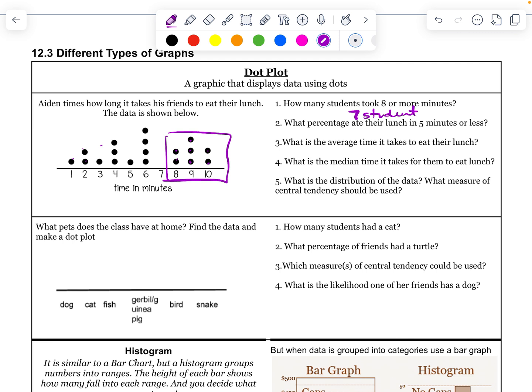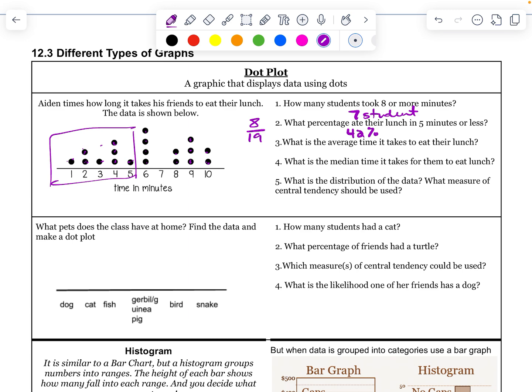What percentage ate their lunch in 5 minutes or less? All right, so my 5 minutes or less is going to be all these people. But to get a percentage, I need to know my total. 1, 2, 3, 4, 5, 6, 7, 8, 9, 10, 11, 12, 13, 14, 15, 16, 17, 18, 19. All right, so he interviewed 19 people. And let's see, 1, 2, 3, 4, 5, 6, 7, 8 ate their lunch in 5 minutes or less. So isn't that half? Not 50%? Oh, 8 over 19 is 42%. And all I did on that, y'all, is 8 divided by 19, and you just take the first 2 numbers because it's a percent. It's out of 100.